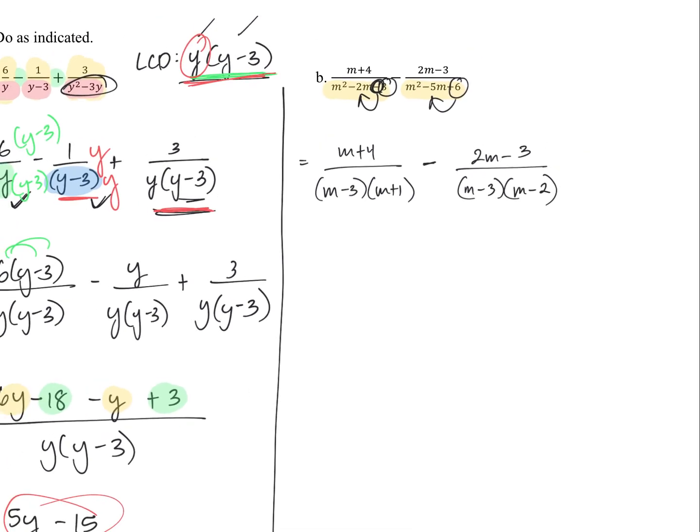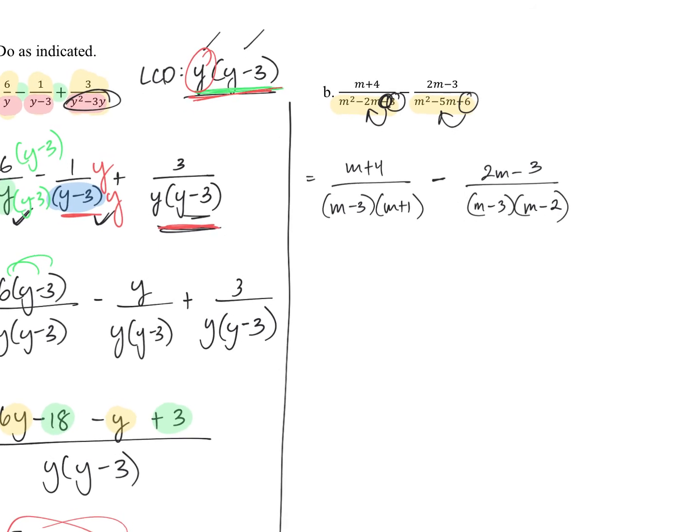They don't have the same denominator, so I need to create a common denominator. What I always like to do is get the first denominator and plop that down in my LCD, because I know I have already included one denominator. Now we just need to focus on the other one and make sure it's included. Do I have an m minus 3 there? I do. Do I have an m minus 2 up there? I don't, so I need to add that in. Alright, so now I have created my common denominator. All of my denominators are included.